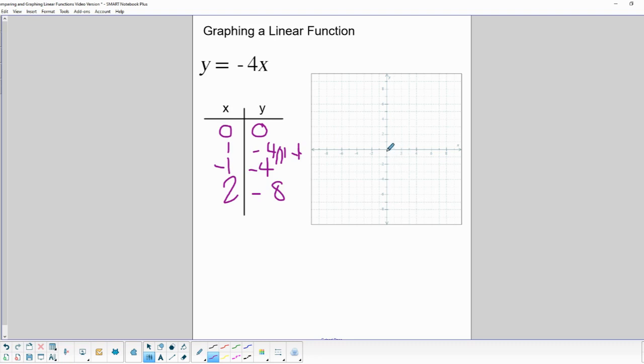So we know right away we got 0, 0, 1, and -4. And 2 and -8. So you notice they lined up in a straight line. That means it is linear.